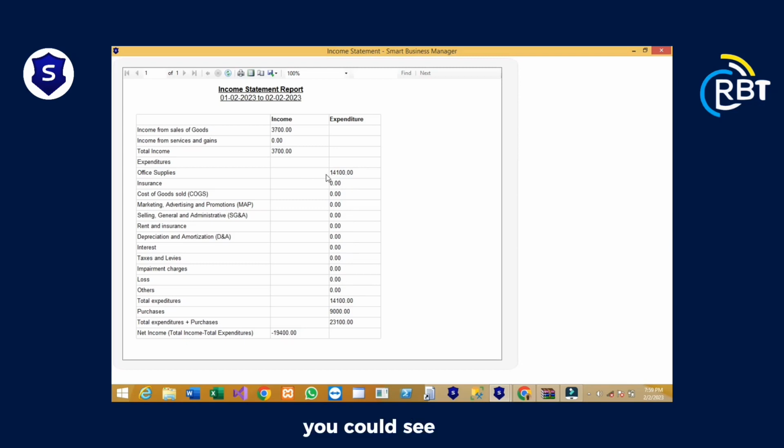So you could see that it will reflect. If I make good sales now, this figure will change, and that is all you need to know about income statement. There's still a video where I explain it very well in detail, but this is just it.